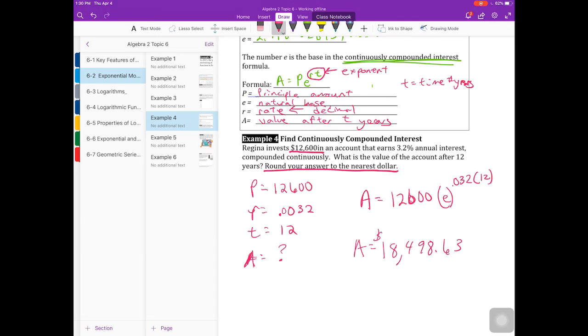Oh, there should be another 0 there. I wondered why that didn't work. No, there shouldn't. It's 0.032. I had that right. 0.032. All right. So A is this. So this is the amount in the account after 12 years. All right.